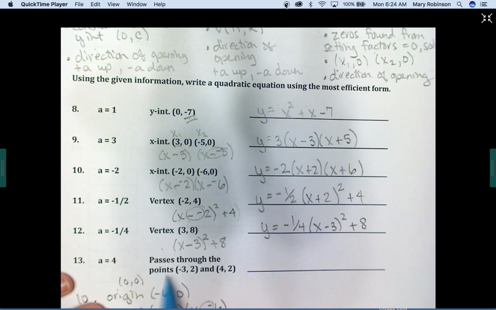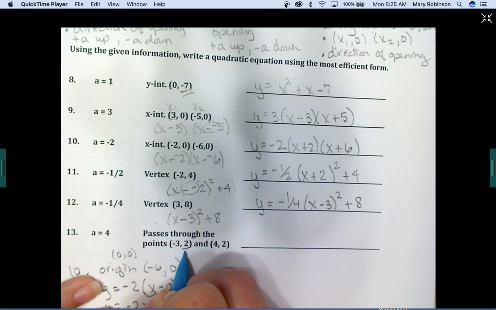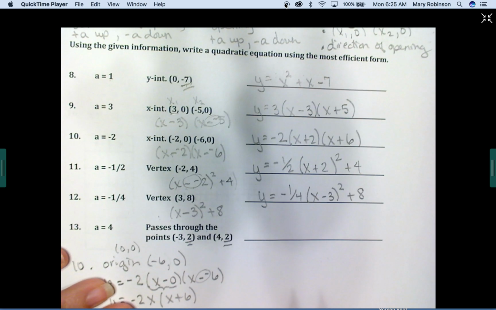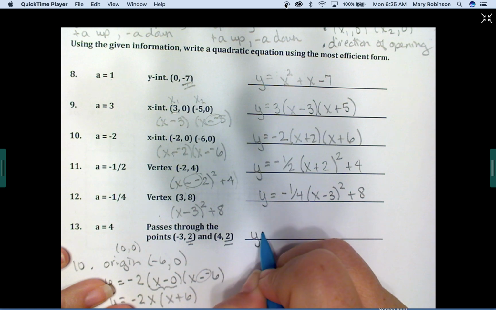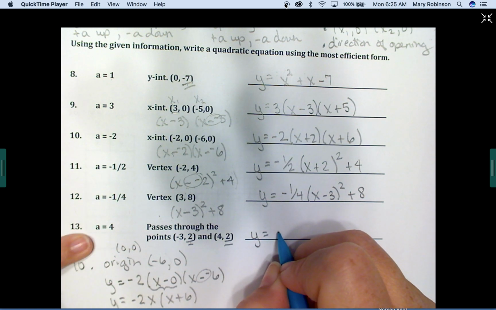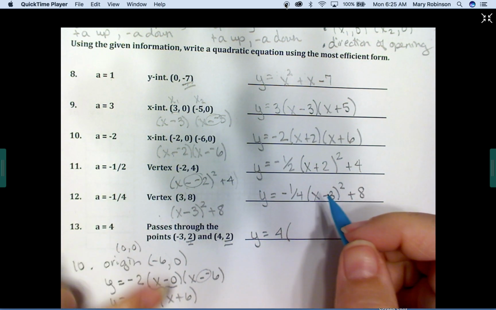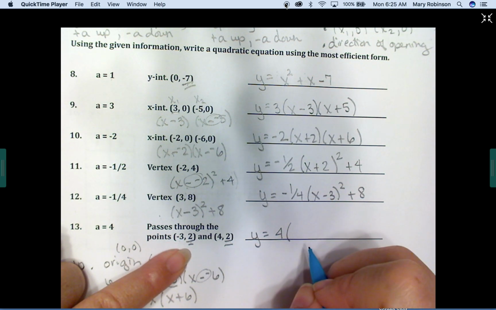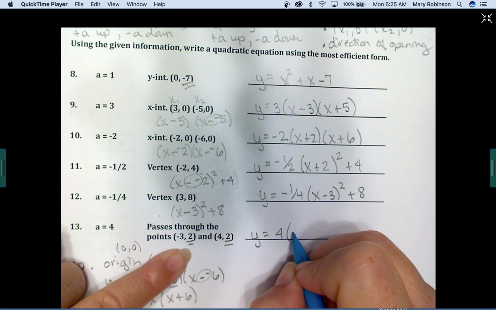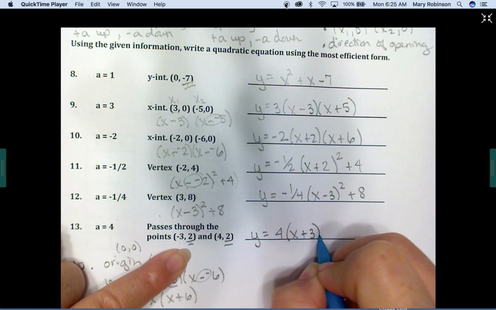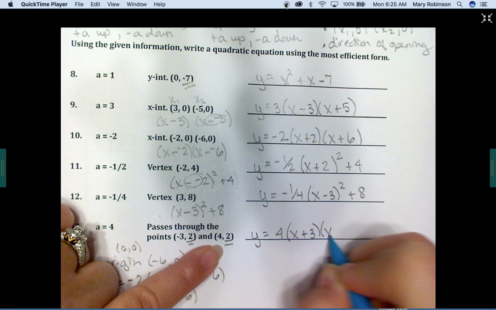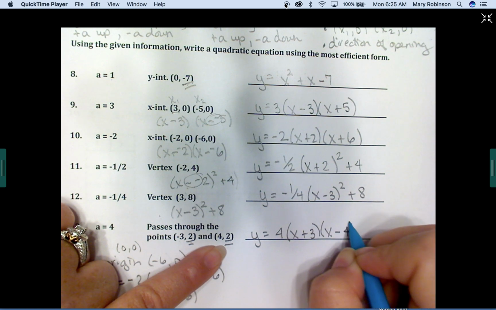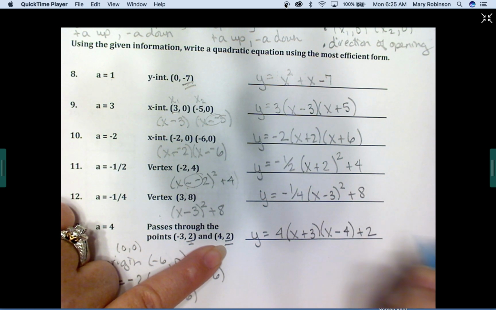And then lastly, it passes through the points negative 3, 2 and 4, 2. This is the one where you recall that if the y's repeat, we are going to write it in factored form. We've got an a value of 4. So passes through the points negative 3, 2. So x plus 3 times the quantity x minus 4. And then we add 2.